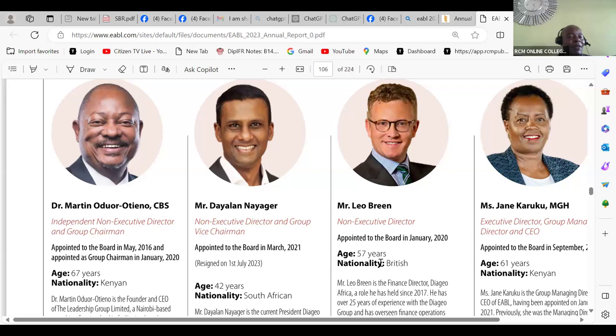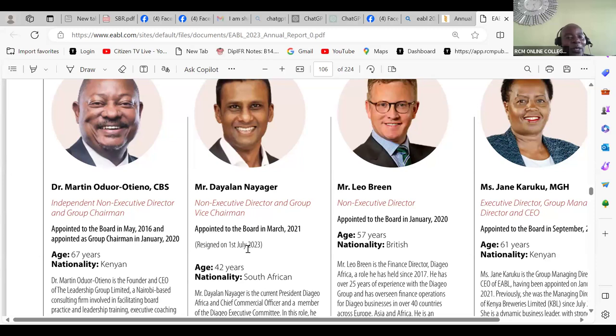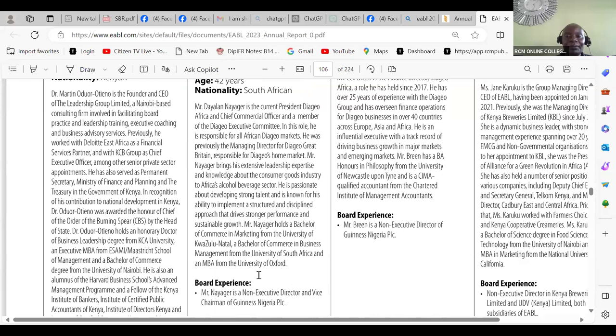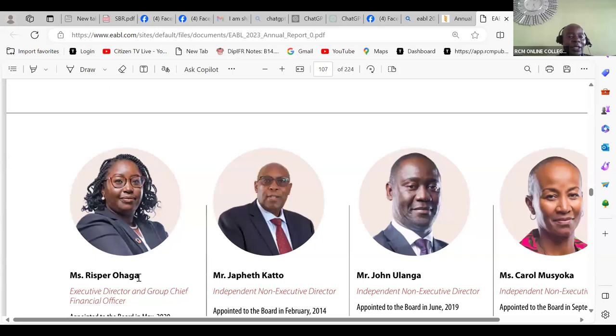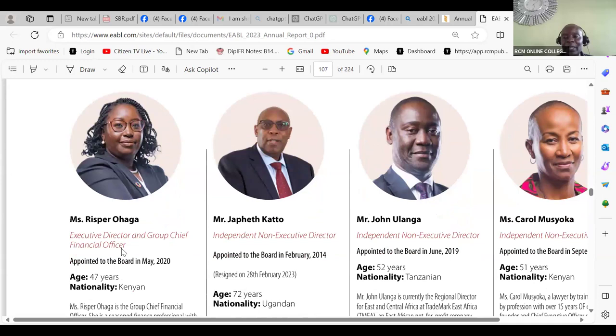Diversity. Like this guy is 67 years. He was a young man for 2 years as a vice chairman. Resigned on 1st July. You're being told everything. Nationality, South African. You can see the board experience, etc. Very nice. You can see we have got women. Like this lady, she's a member of ISPAC. Rispa Ohaga. All right. You can see Miss Caro Musioka, 51 years. This one 47 years.